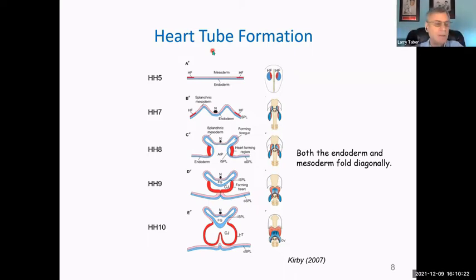Okay, but Kirby found that this paper actually folds like this, diagonally, and so you end up with red on top and blue on the bottom. Diagonal folding. And because the endoderm is attached to the mesoderm, both layers must fold the same way. And so our objective here was to determine the forces that create this kind of folding.